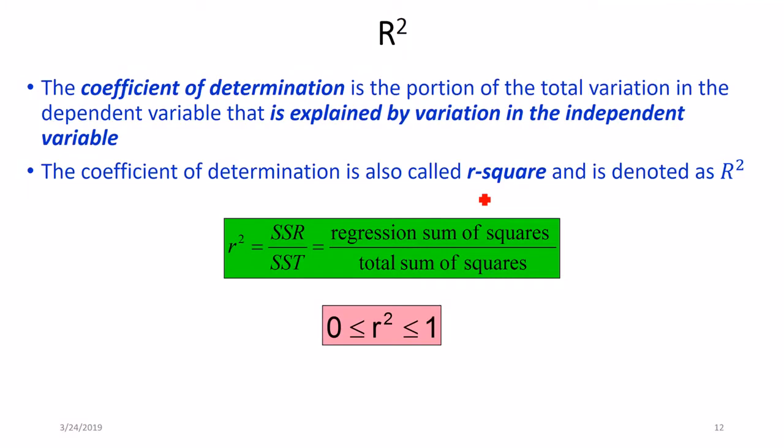The coefficient of determination, or R squared, is the portion of total variation in the dependent or target variable explained by variation in the independent variable. The values of R squared are between 0 and 1. Basically, R squared is the regression sum of squares divided by the total sum of squares.